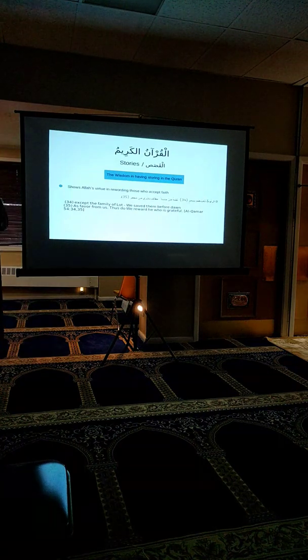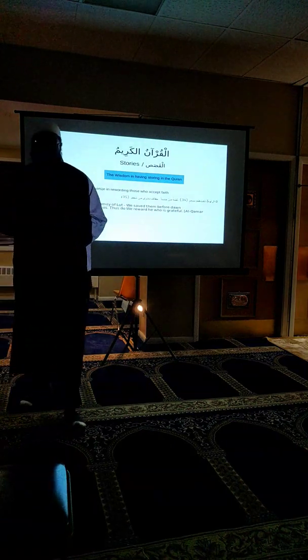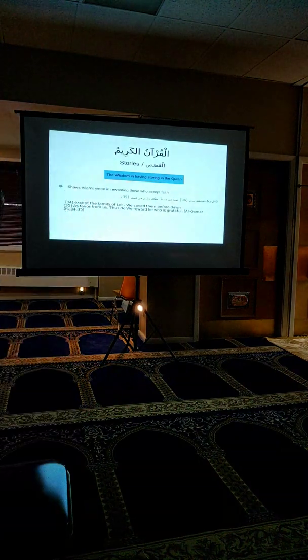Also, Allah subhanahu wa ta'ala, through these stories, shows His virtue in rewarding those who accept faith. We see this in a lot of stories from the Quran.